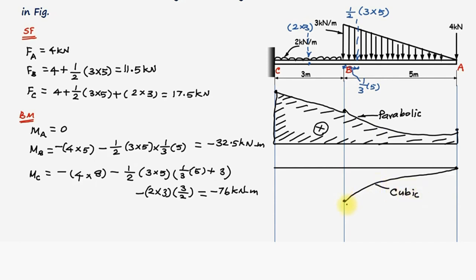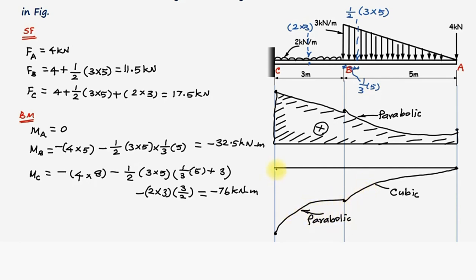Now coming to the point C. At the point C, the magnitude of the bending moment is negative 76 kilonewton meter. It is somewhere else here. Between the point C and B, there is a uniformly distributed load. Therefore, the bending moment of the uniformly distributed load will be a parabolic curve. This is cubic and this one is parabolic.